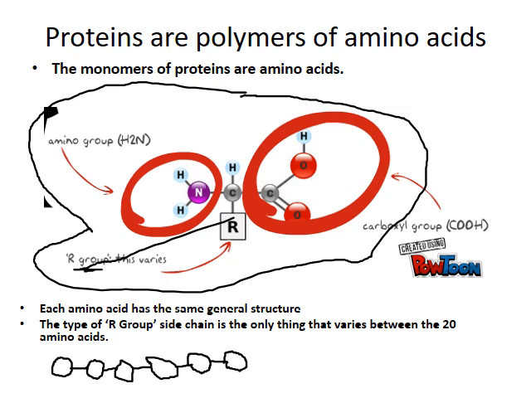So as I said, essentially to make a protein, we take this amino acid, we join it to another one, and another one, and another one. And when we're doing that, the amino group of one amino acid is always joining to the carboxyl group of the other amino acid.